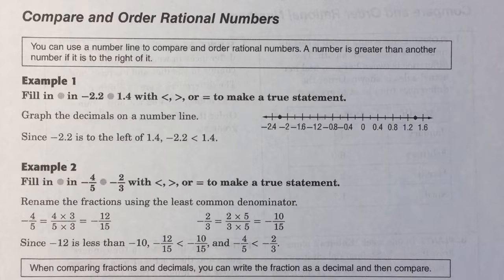Lesson 5. Compare and order rational numbers. You can use a number line to compare and order rational numbers. A number is greater than another number if it is to the right of it.